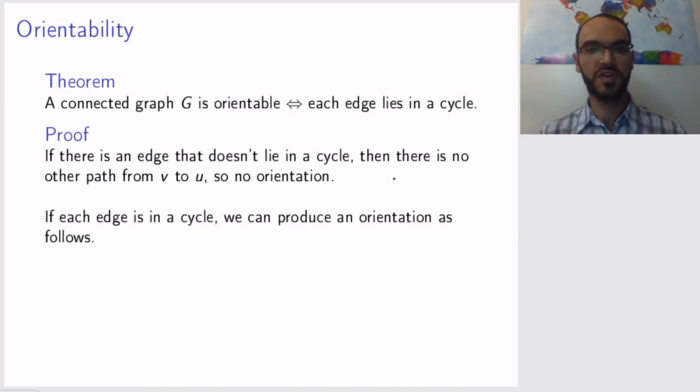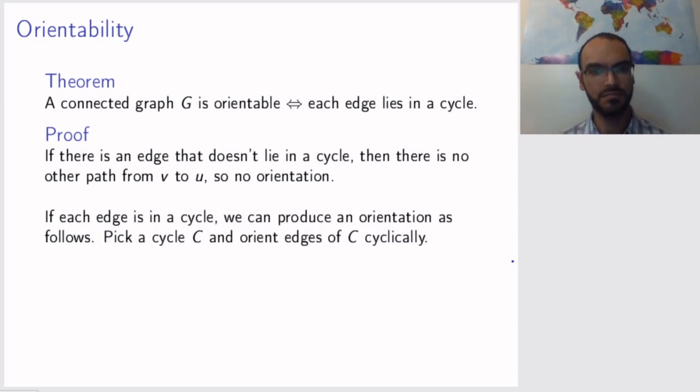But I need to prove if and only if, so I need to prove that assuming that each edge lies in a cycle, I do get a connected graph that is orientable. Well, assume that each edge lies in a cycle. Let's try to produce an orientation of our graph to show that it is orientable.